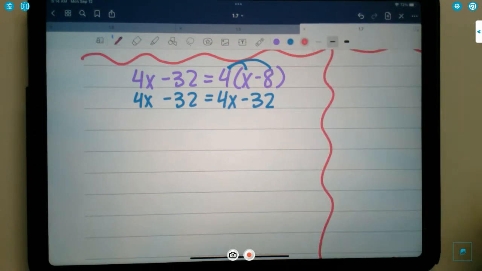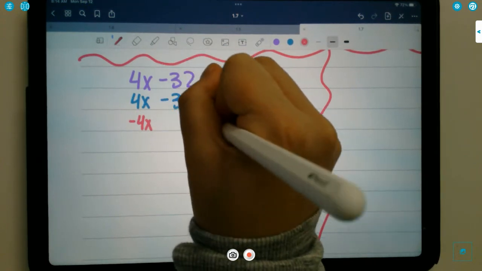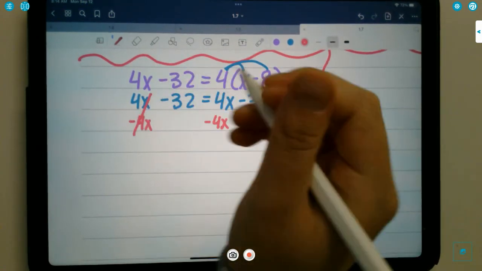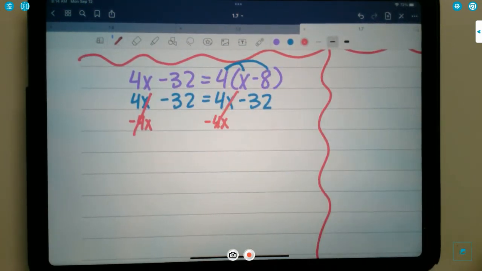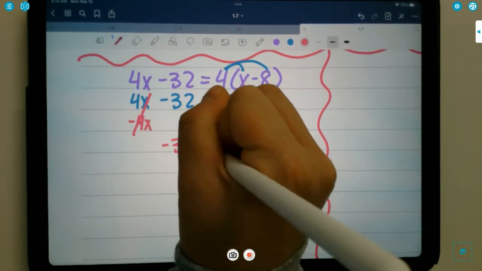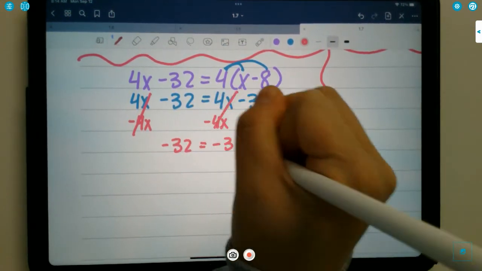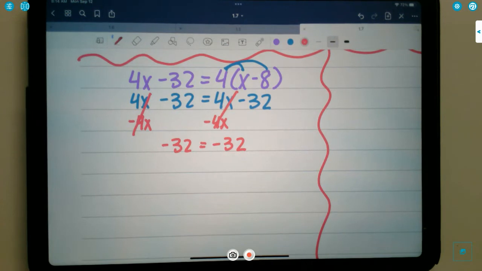From there, we can subtract 4x from both sides, which will cancel out on both sides. I will be left with negative 32 on the left side of the equation and negative 32 on the right side of the equation. Because my 4x's cancel out, so I'm left with negative 32 equals negative 32.